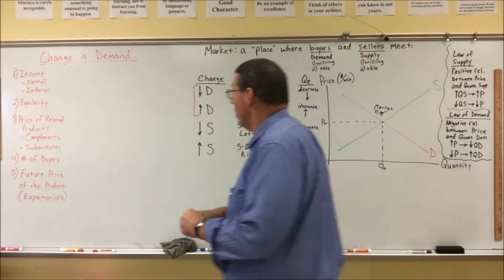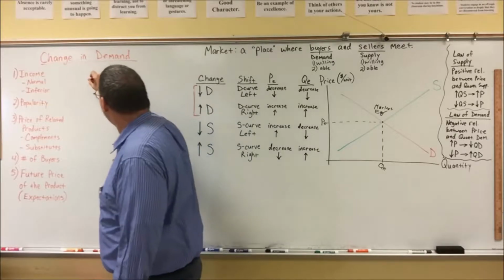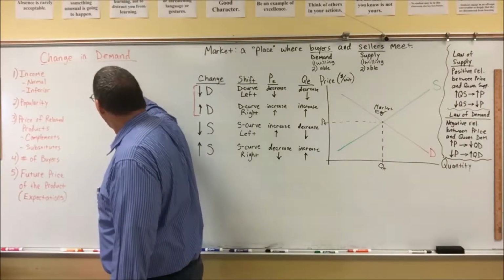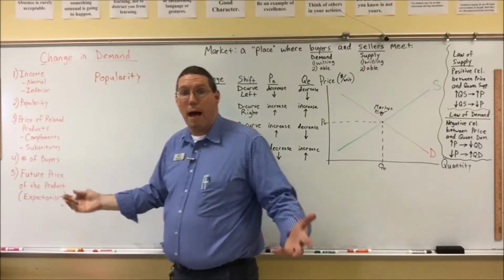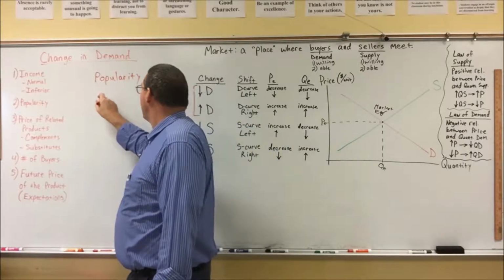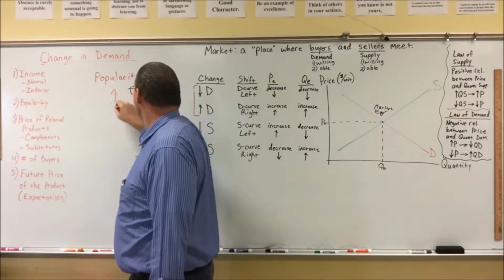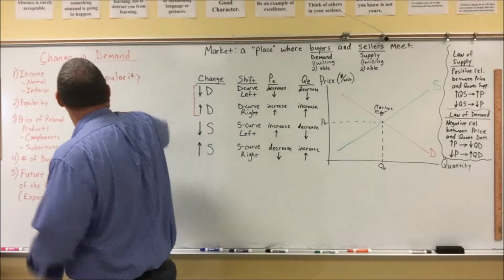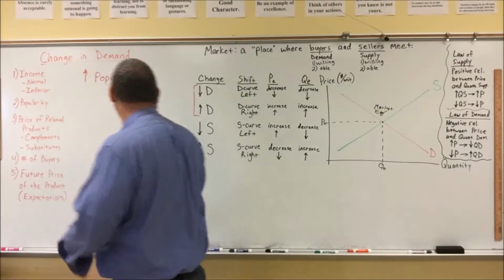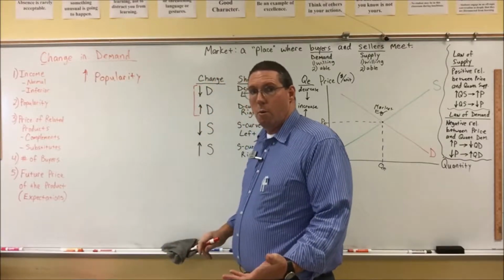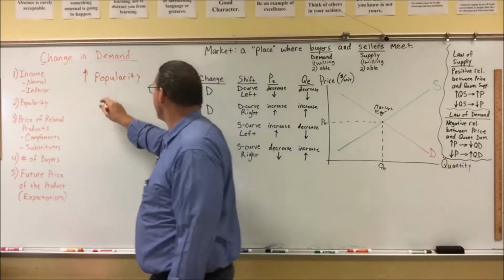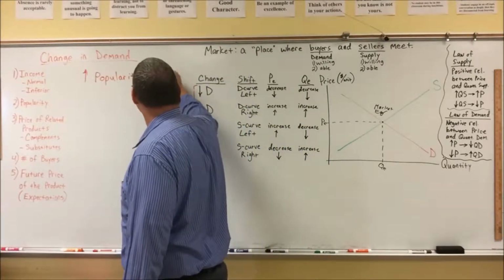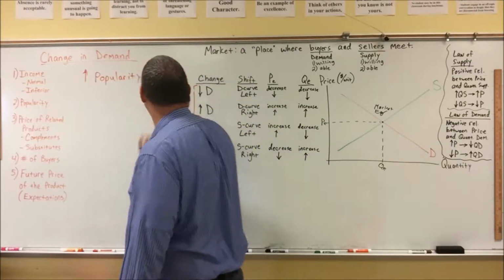Popularity, here's the deal. There's two possibilities. Popularity, the popularity of a product, how popular it is among people to buy. When we have an increase in the popularity of a product, what's going to happen is people want it more. So an increase in popularity is going to lead to an increase in demand.